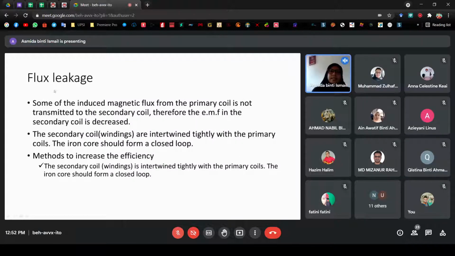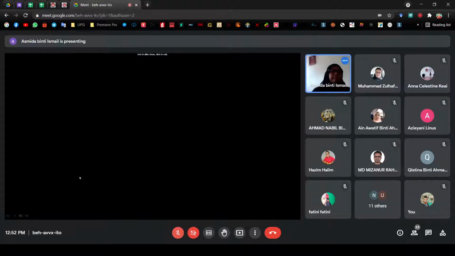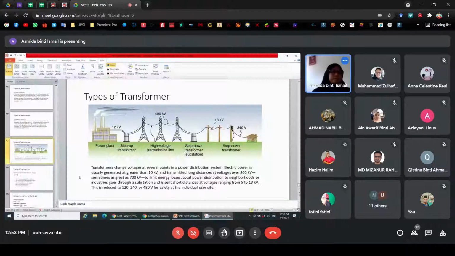And then the next one is the flux leakage. Some of the induced magnetic flux from the primary coil is not transmitted to the secondary. So the method to increase the efficiency is to wind the secondary coil tightly with the primary coil. Okay, that's all.